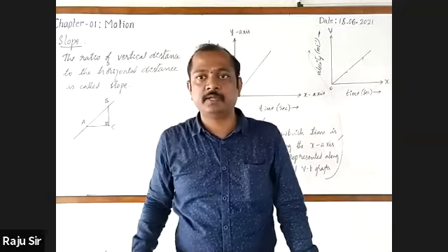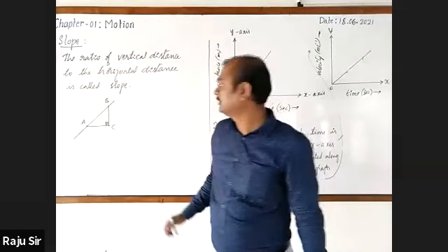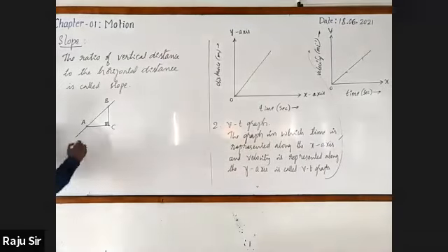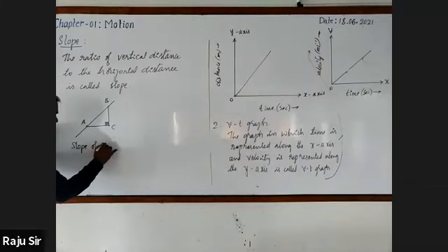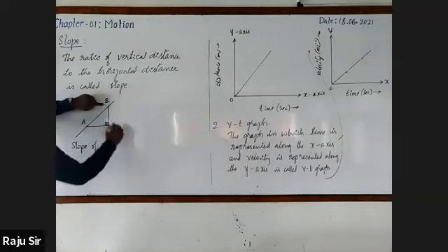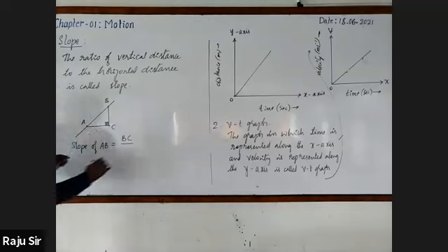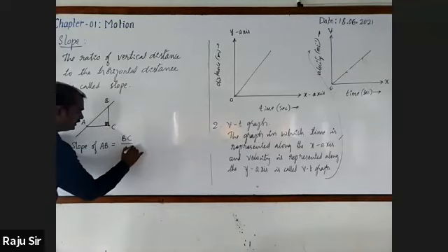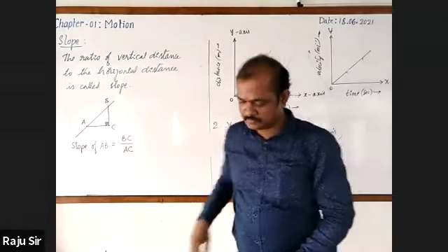Akash P, sit properly, sit upright. Now you write. Slope of AB is vertical distance, nothing but BC. Horizontal distance is AC. BC by AC.